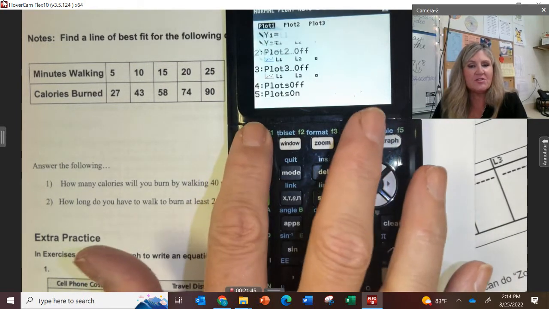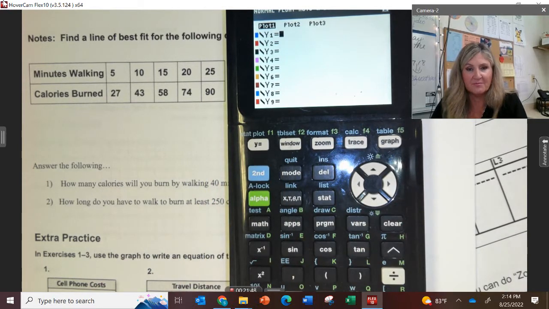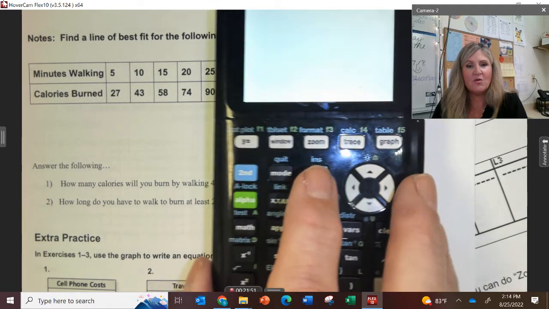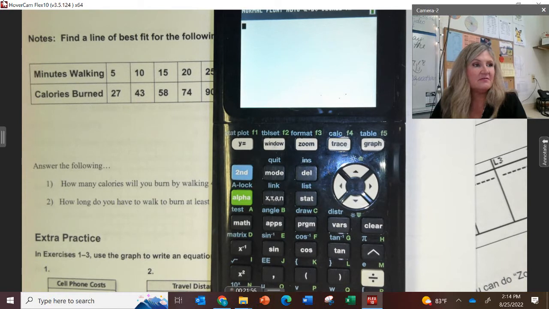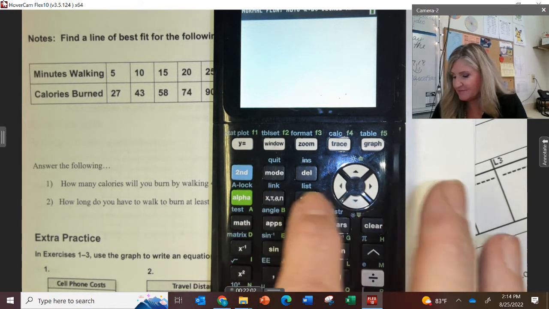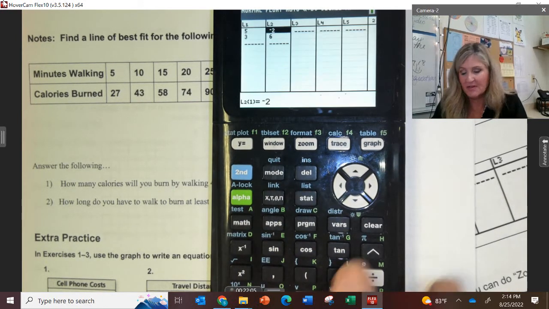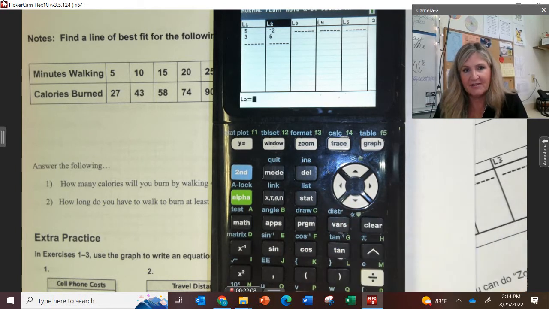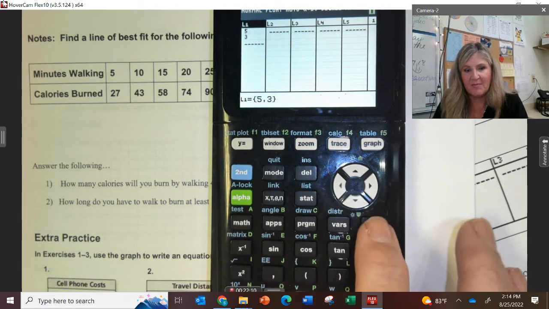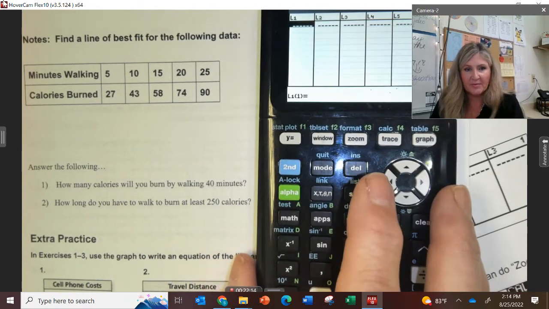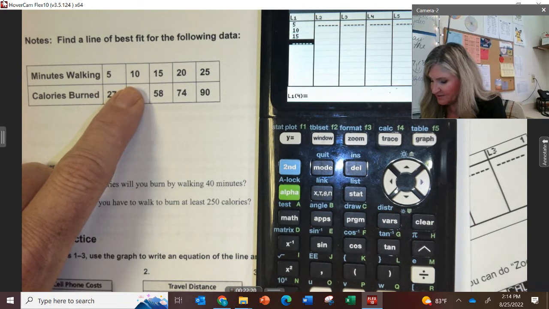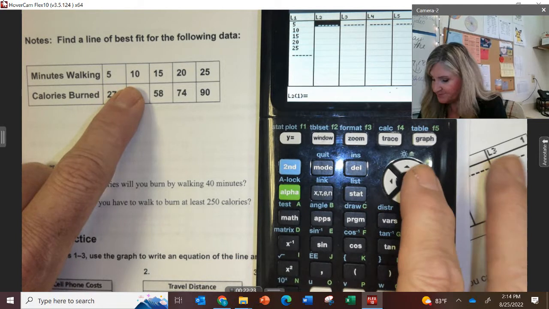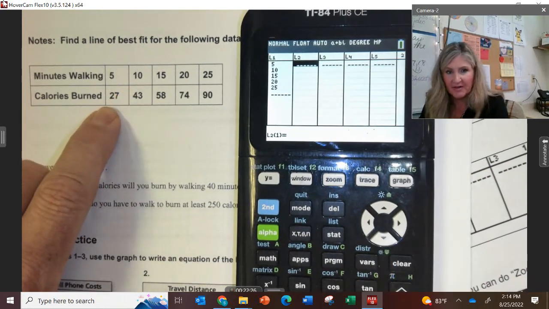Actually, while you're at y equals, go to y equals first and just clear out anything that's there. All right, so now we're going to quit. Where do I go to put these points in? Does anybody remember what those are under? Stat, then what? Edit. I go up to the very top, I clear, enter. We're going to put in all of our X's: 5, 10, 15, 20, 25. We're going to put in all of our Y's.